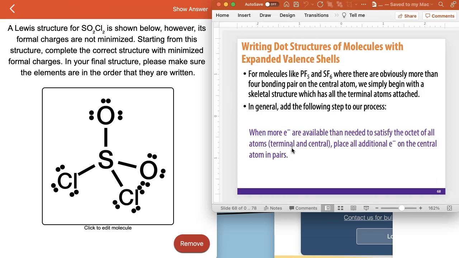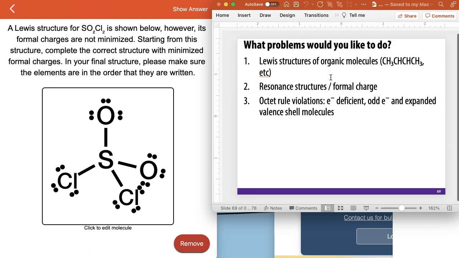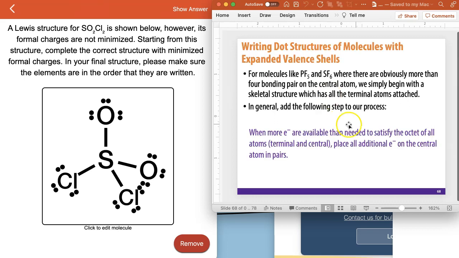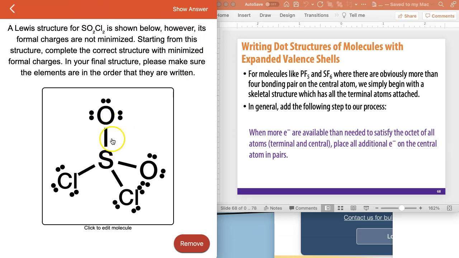In general, how we'll deal with that is, if there are more than 8 electrons around that central atom for something like PF5 and SF6, we are just stuck with that. In general, we can also have a case like this where we choose to violate the octet rule.